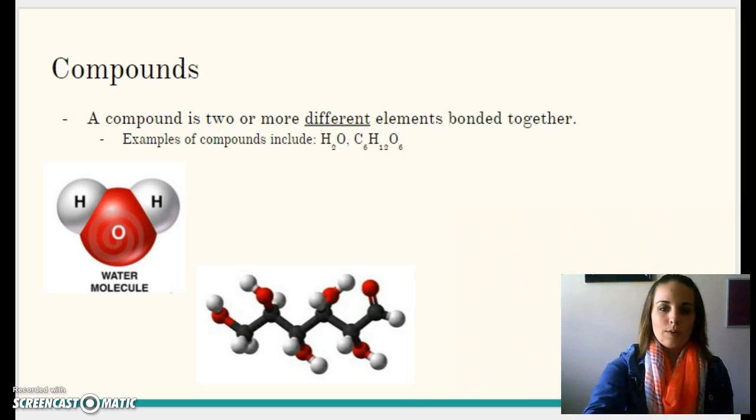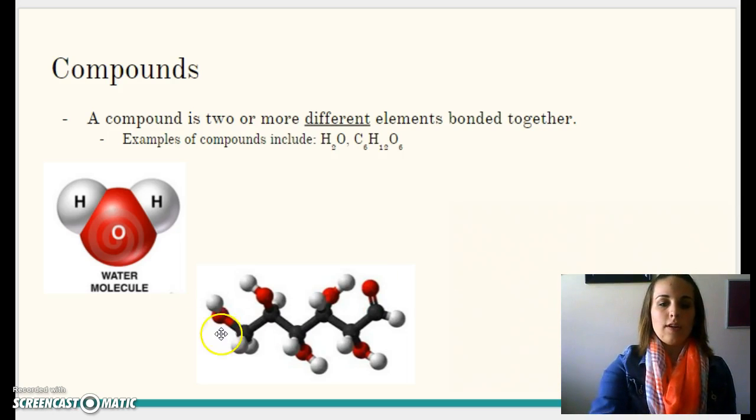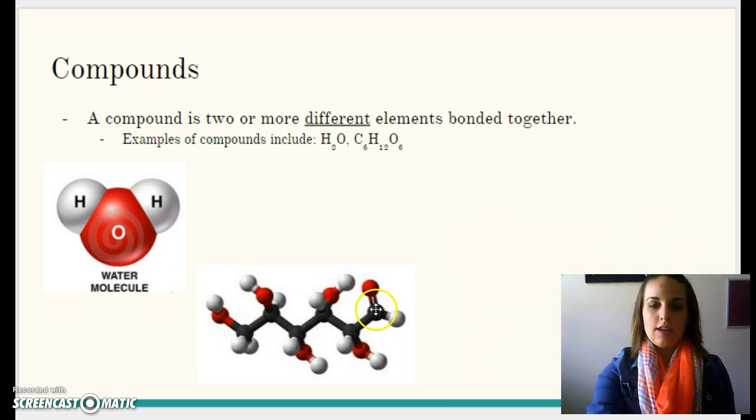Now, a compound is also when 2 or more elements are bonded together, but in a compound, they have to be different. Remember when we were looking at molecules, you could have 2 of the same. A compound, it has to be 2 or more different elements bonded together. So our example of water, water still counts as a compound because we have 2 different, we have hydrogen and oxygen.